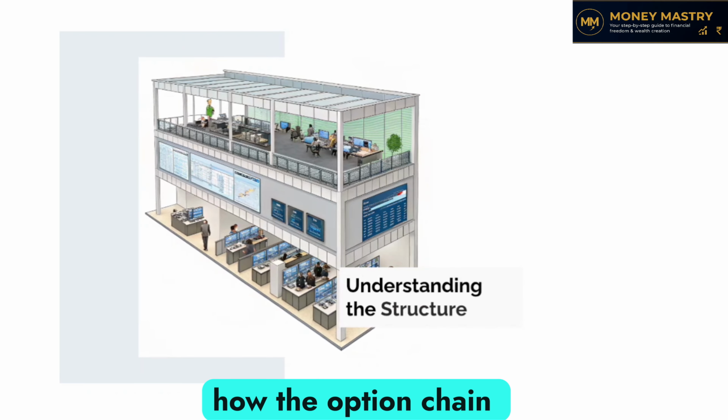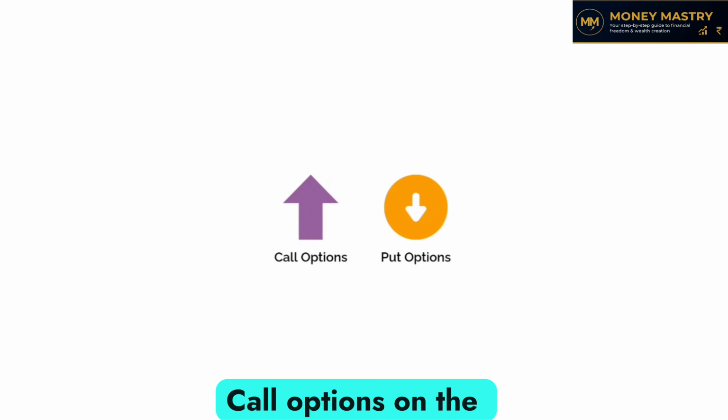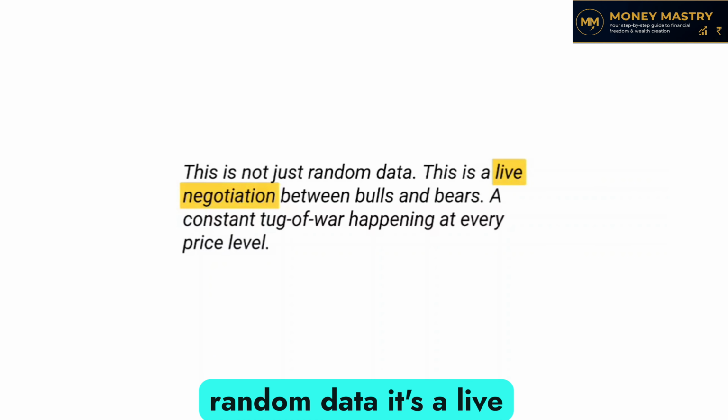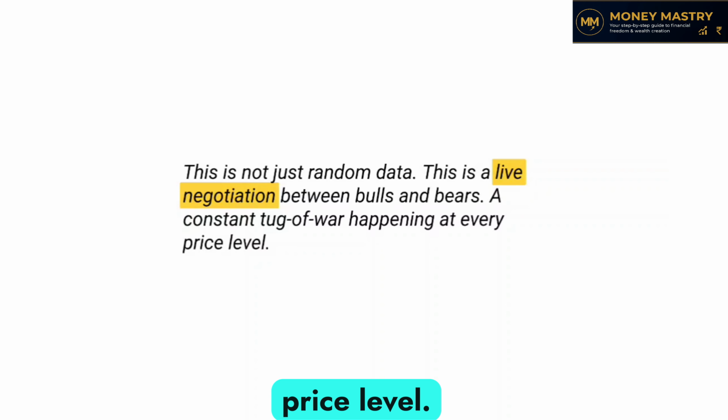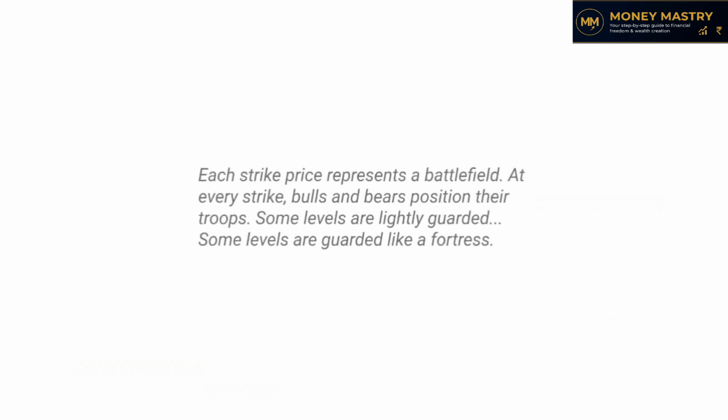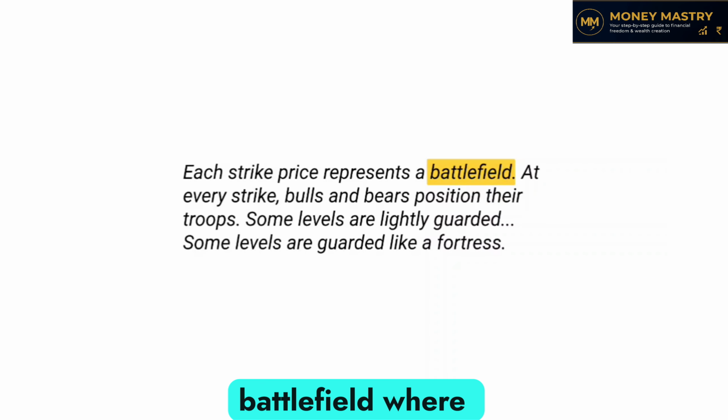Now let's break down how the option chain is structured. Call options on the left are used when traders expect prices to rise, while put options on the right are for when they expect prices to fall. This is not just random data, it's a live negotiation between bulls and bears, a constant tug of war happening at every price level. Let's examine the most important columns you need to understand. Each strike price represents a battlefield where bulls and bears position their troops. Some levels are lightly guarded, others defended like a fortress.